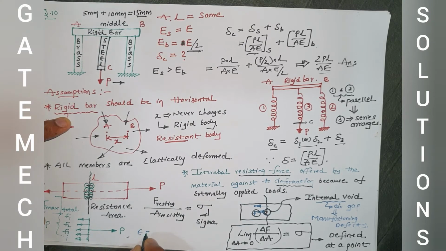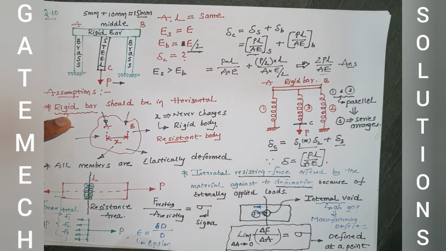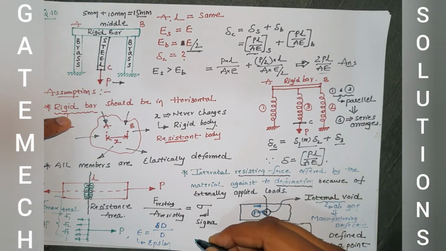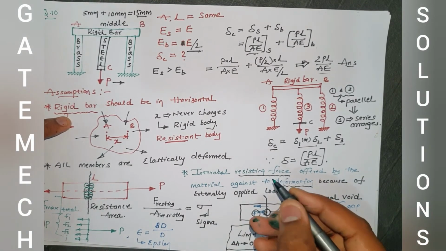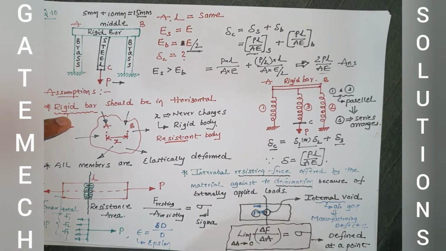Now, the definition of strain is represented by a symbol called epsilon. It is defined as change in dimension divided by original dimension. So it may be change in length by original length, change in diameter by original diameter, change in width by original width, right? So strain is defined as change in dimension divided by original dimension. It doesn't have any unit.